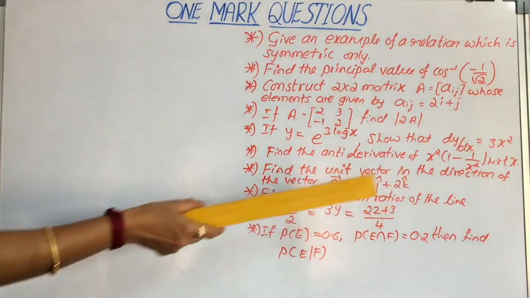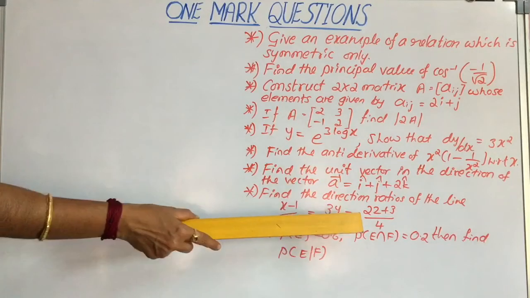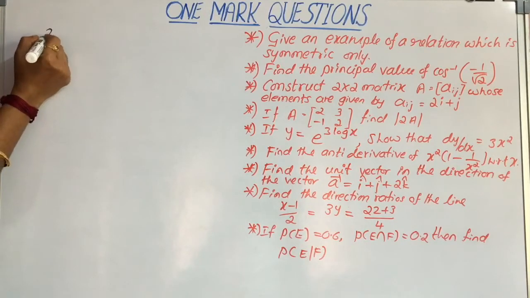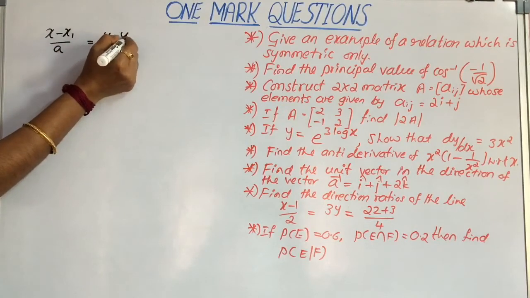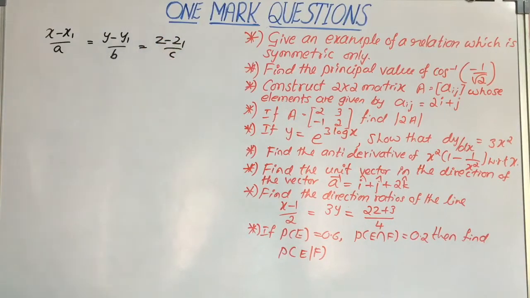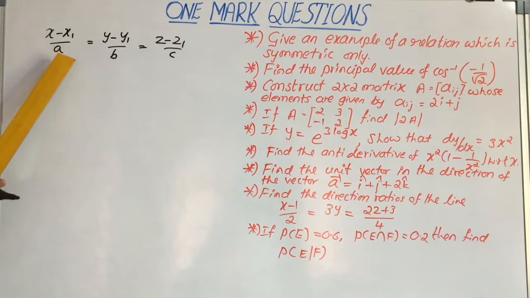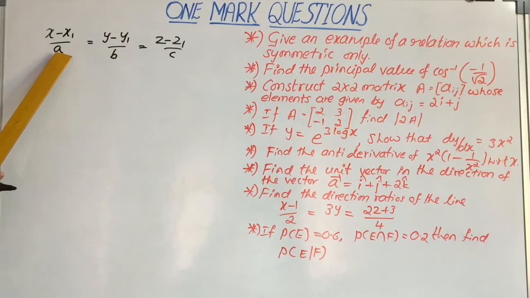Find the direction ratios of the line x minus 1 by 2 equal to 3y equal to 2z plus 3 by 4. We have the standard form x minus x1 by a equal to y minus y1 by b equal to z minus z1 by c. It is the equation of the line passing through the point x1, y1, z1 and parallel to the vector with direction ratios a, b, c. Now we have to find out the values of a, b and c.